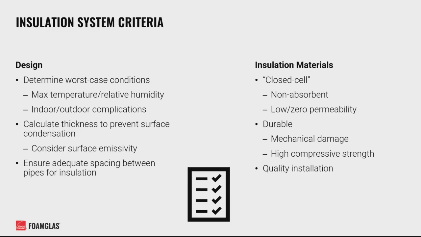You'll want to be sure to calculate the thickness necessary to prevent surface condensation from taking place, taking into account the emissivity of the jacketing that will be used. And finally, be sure to allow adequate spacing between and around pipes for the insulation to be installed. When selecting an insulation material for a high-risk environment, consider a material that is closed cell and non-absorbent, with a low to zero water vapor permeability.